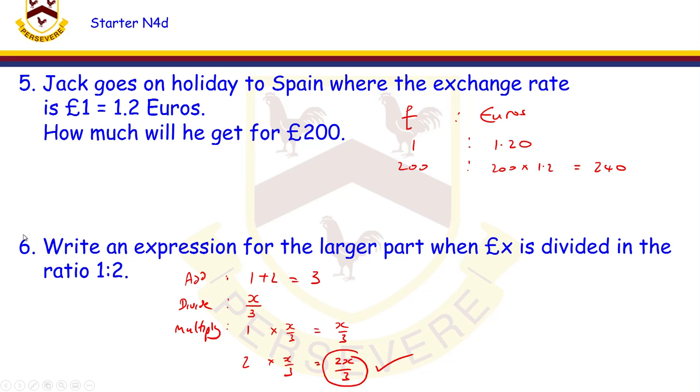Okay, so what I want you to do now is rag rate your work, copy any corrections down in green, and let's have a look at dividing fractions.